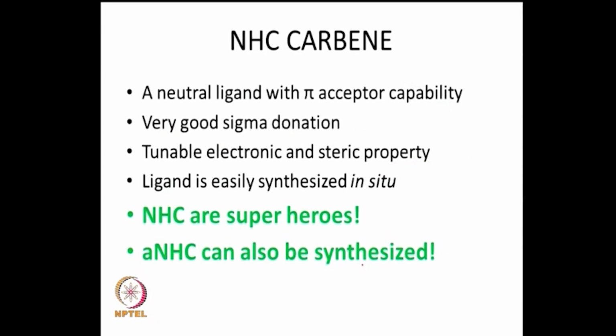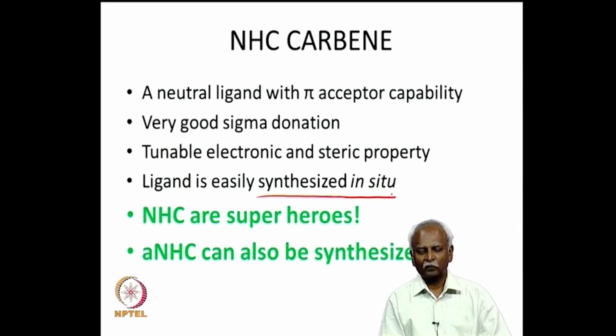So, let me just summarize what we have just been discussing. N-heterocyclic carbenes are great ligands because they can have different donor properties depending on the ring system that is there. You have tunable electronic property. You also have tunable steric property because the substituents on the nitrogen can be changed. The ligand is easily synthesized, many times in situ. It can be synthesized and reacted with a metal atom. And they are superheroes primarily because they have been shown to have very good catalytic properties, and these catalytic properties we will be dealing with towards the end of the course.